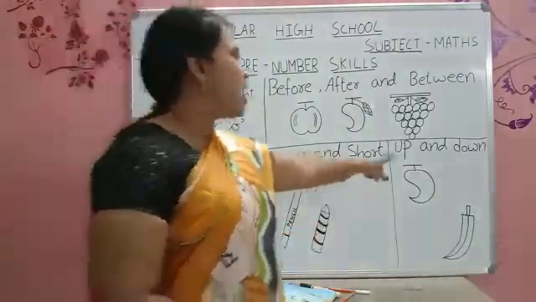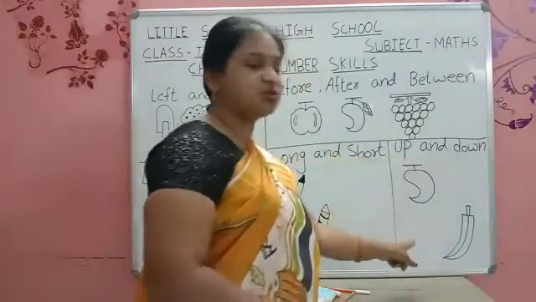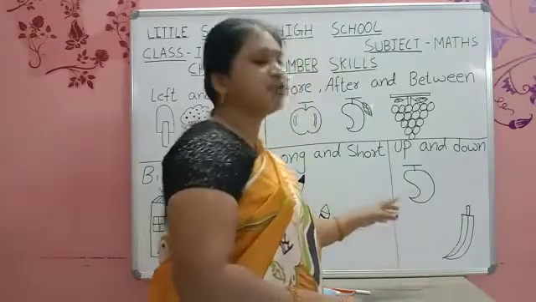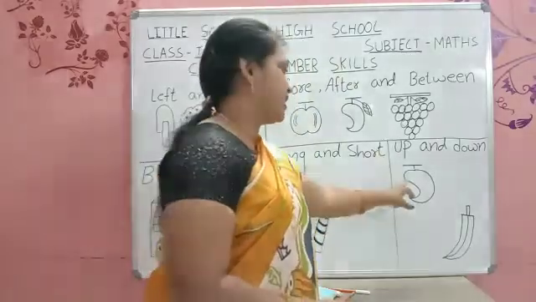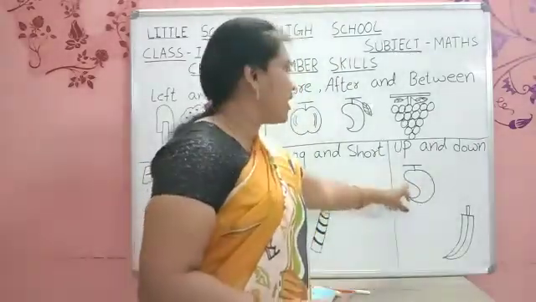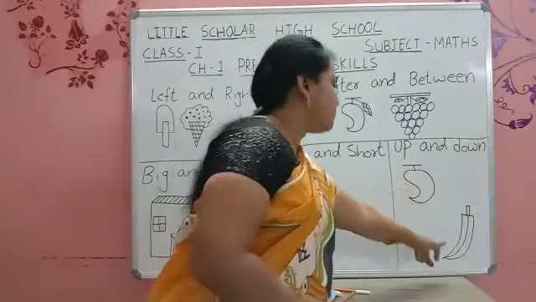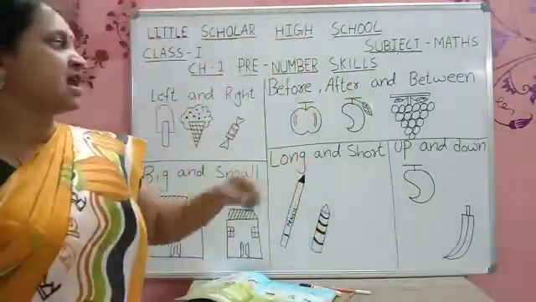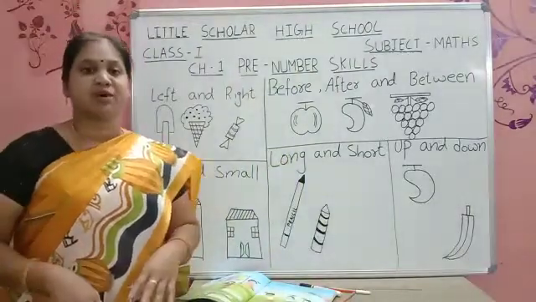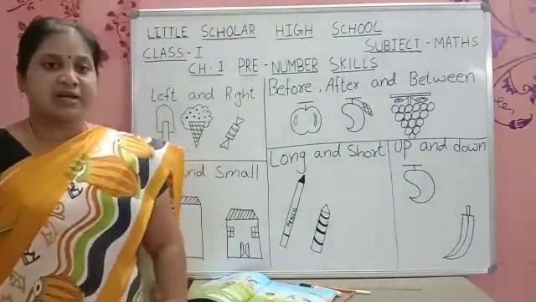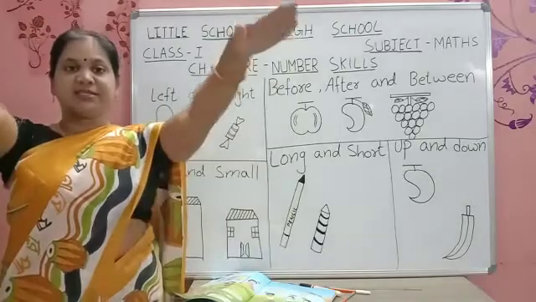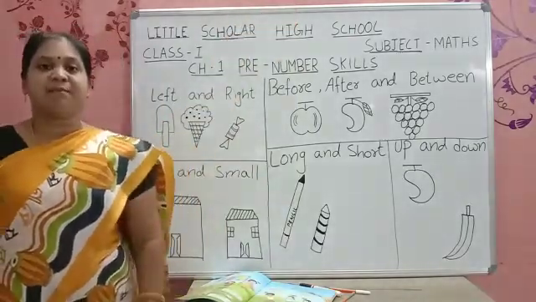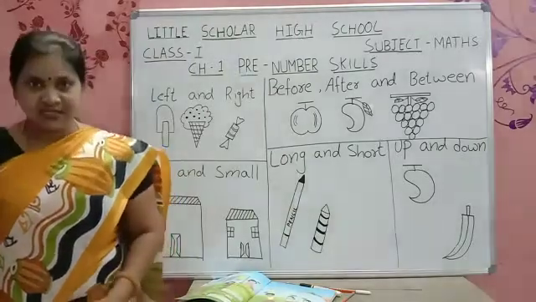Next we have up and down. You can see two fruits here, mango and banana. Which fruit is up, children? Yes, by seeing you can say mango is up and banana is down. Now we can learn this up and down using our body parts. Raise your hands up. This is up and this is down. Raise your head up. This is up and this is down.